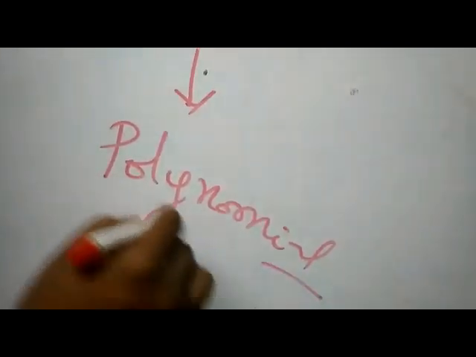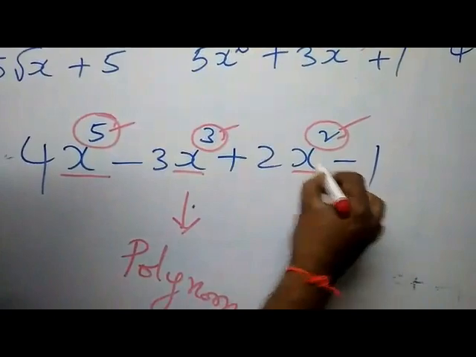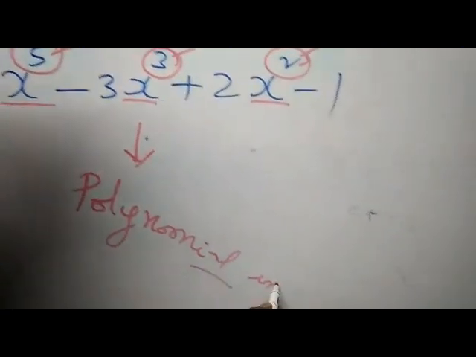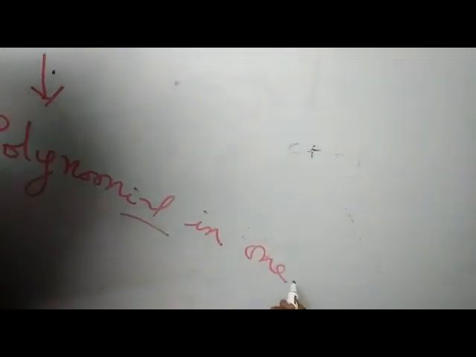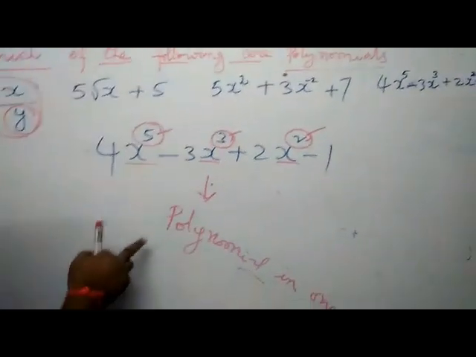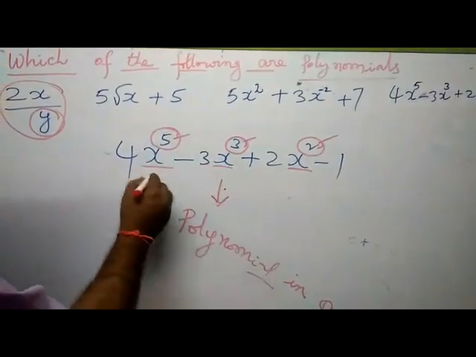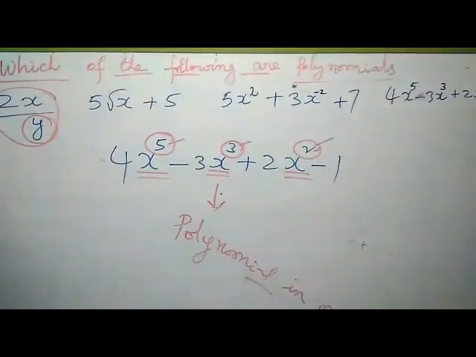One more important thing, this is a polynomial in one variable. Why? Because the variable is x. This is the example, a very, very important point. This is the example for a polynomial, especially a polynomial in one variable. The variable is x.